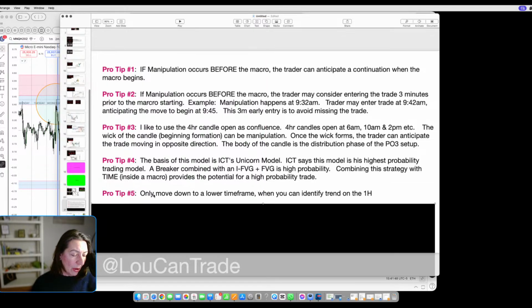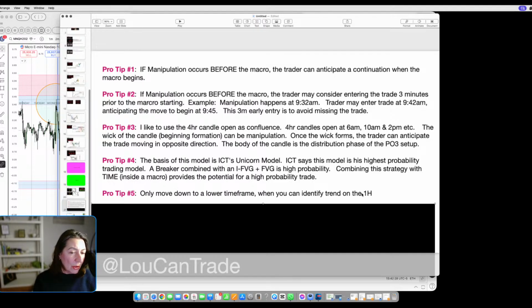Pro tip number 5: only move down to the lower time frame when you can identify trend on the 1 hour. So what does that really mean? You should be able to, with confidence, determine whether trend is bearish or bullish on the 1 hour time frame. Now, if that is difficult to do, or you're not able to determine the trend on the 1 hour, then do not move down to a lower time frame until the market gives you more information about whether it wants to be bearish or bullish.